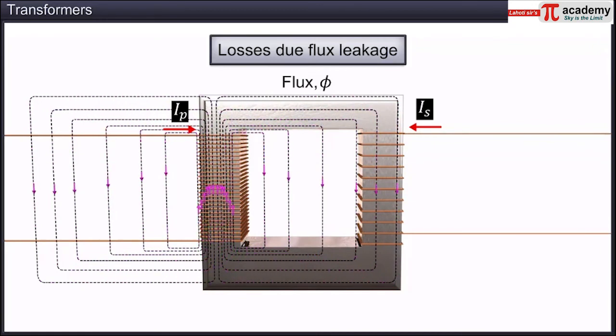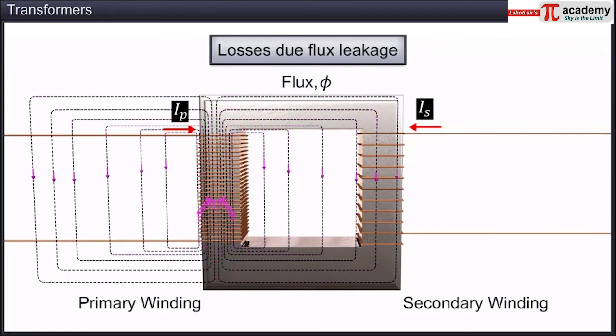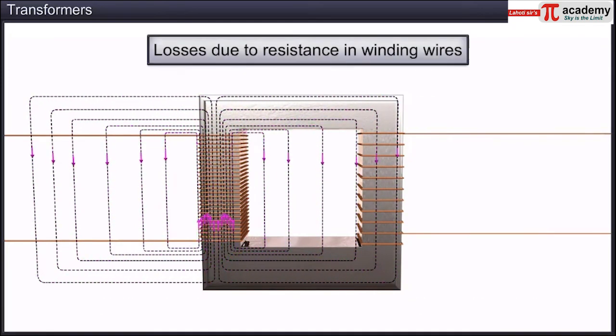To minimize the flux leakage, the primary and the secondary coils are wound one over the other. As the wires used for the windings have some internal resistance, some energy is lost due to heat produced in the wire whenever a current passes through them. In high current, low voltage windings, this loss can be minimized by using thick wires.